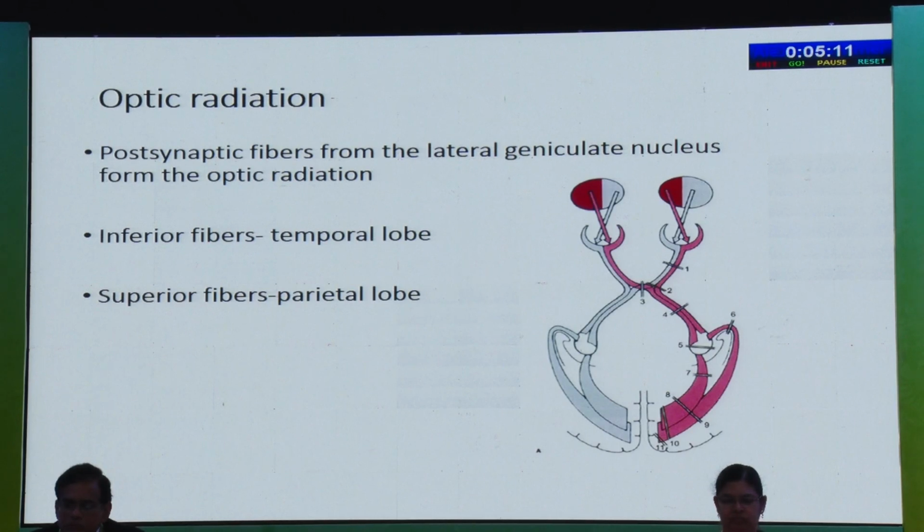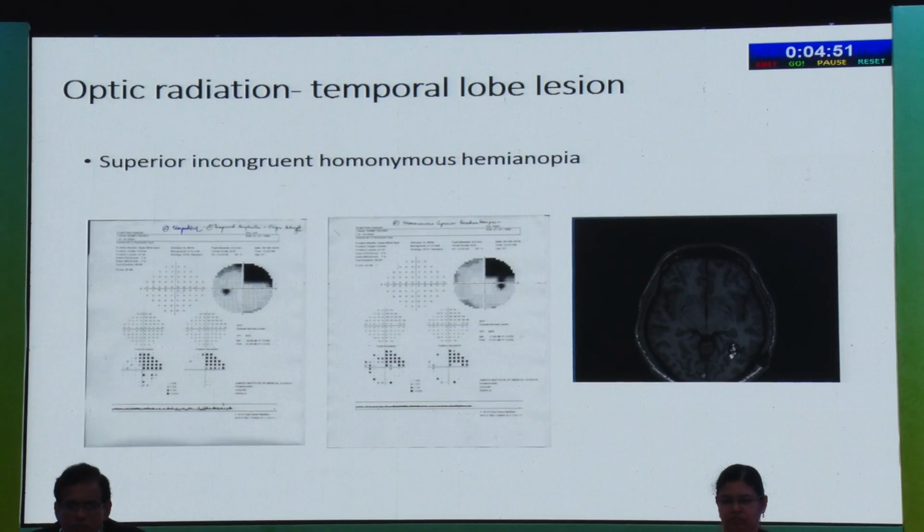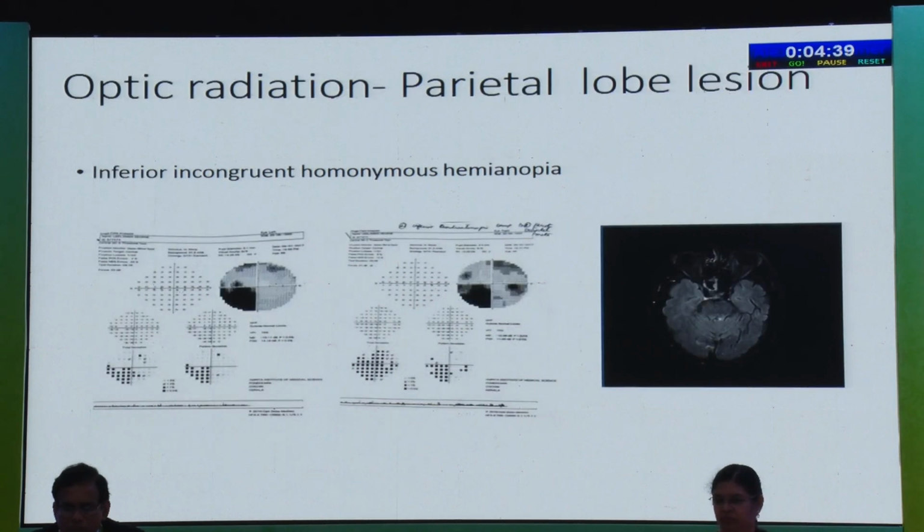And coming to optic radiation lesion, here the postsynaptic fibers from the lateral geniculate nucleus are involved. The inferior fibers pass through the temporal lobe and the superior fibers pass through the parietal lobe. So the field defect also differs accordingly. With a temporal lobe lesion, we get superior homonymous hemianopia. Usually it is incongruent. A parietal lobe lesion causes inferior homonymous hemianopia, usually called the pie in the floor appearance.